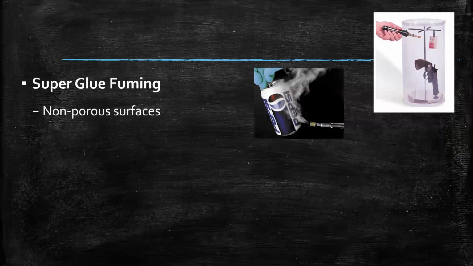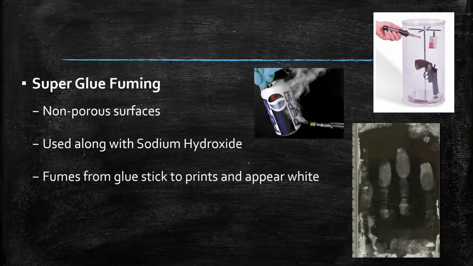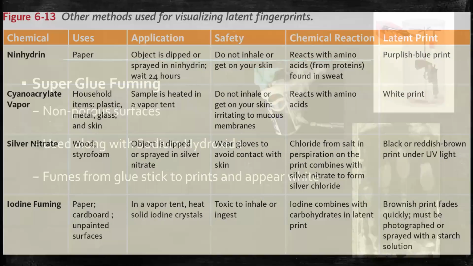The most common technique is superglue fuming. This is best for non-porous surfaces, so not absorbent surfaces. You use superglue, truly a chemical in superglue, along with sodium hydroxide, and you get this vapor that forms in the chamber, and the fumes from that chemical reaction stick to the fingerprint, the oils, and it appears a white crystally color. So you get something that looks like this. It makes it very visible and very clear. And it's also cheap. The chemicals aren't expensive and they're not as hazardous as some of the other ones.